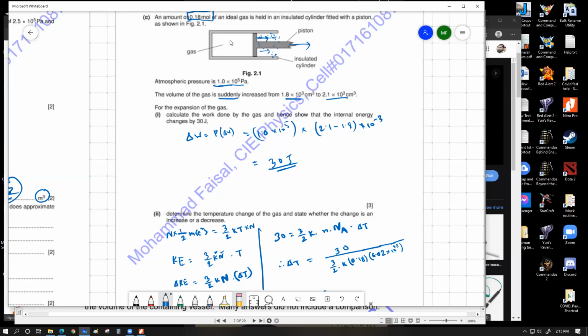Why shouldn't we consider 3/2? Half m c square equals 3/2 K T. Half m c square equals 3/2 K temperature.